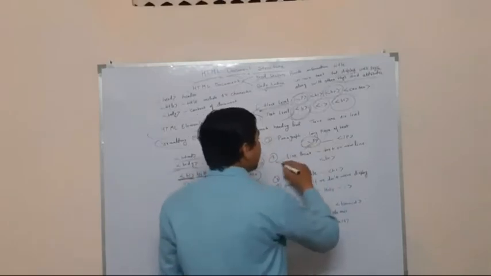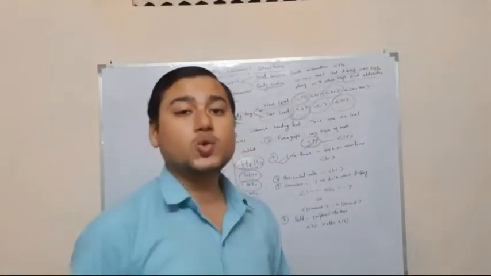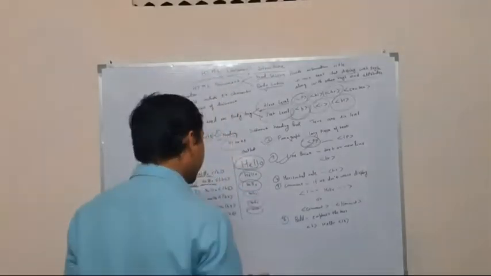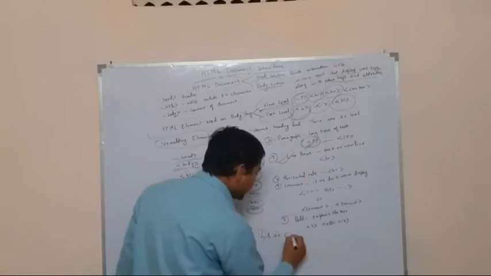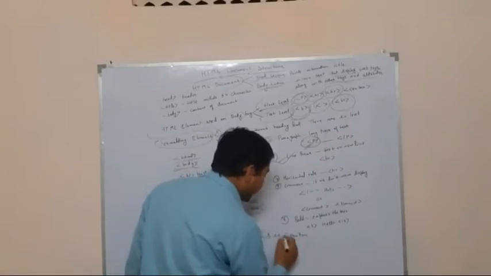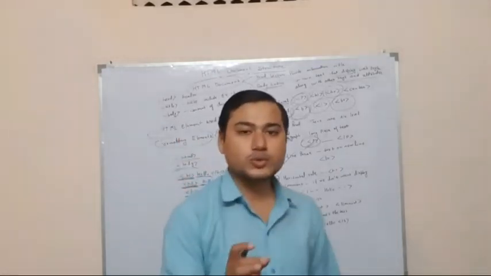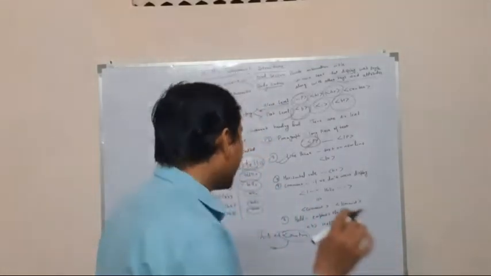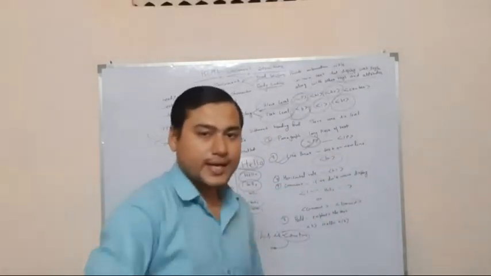Now line break. It is used if you want to go to a new line. Suppose there is one line: this is my country, and if I want to move this country down, then you have to use this new line option, which is called line break. So with the help of line break you can go to a new line.